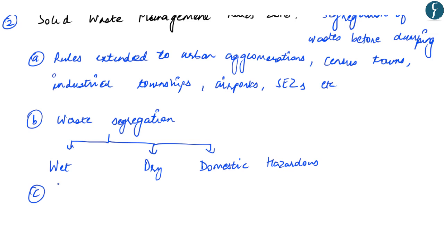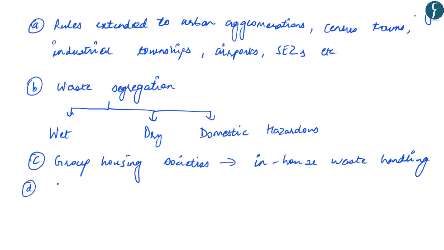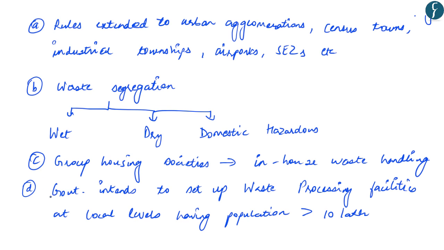These rules have also said that new townships and group housing societies should be made responsible for in-house waste handling and processing arrangements for biodegradable waste. And lastly, under the solid waste management rules, the government also intends to set up waste processing facilities at local levels having a population greater than 10 lakh. So this basically shows all the important steps that have been adopted in India to control the problem of plastic waste.